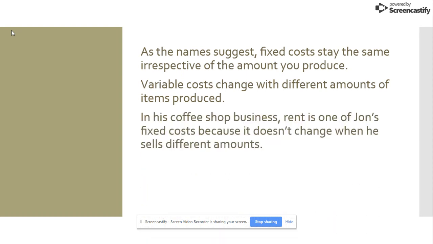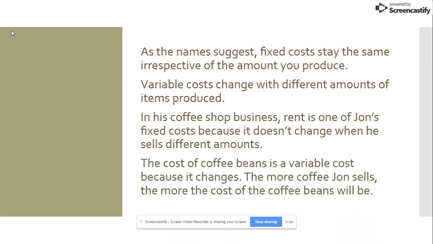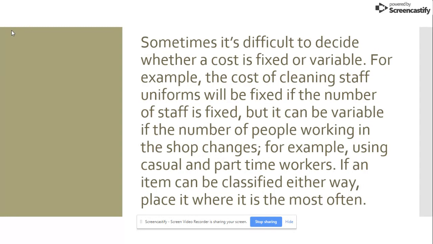It'll stay the same. In his coffee shop business, rent is one of John's fixed costs because it doesn't change when he sells different amounts. If he makes $1 million that month, he still pays the same rent. The cost of the coffee beans is a variable cost because it changes. The more coffee John sells, the more the cost of the coffee beans will be, because you have to buy more. You understand the difference.